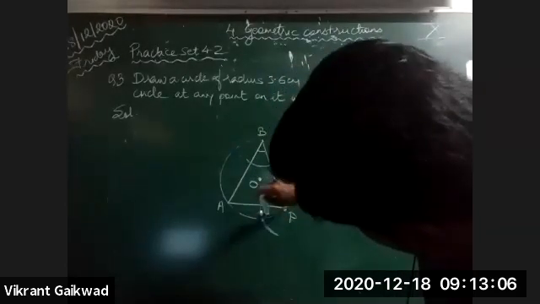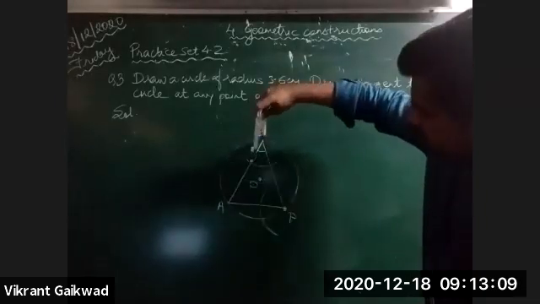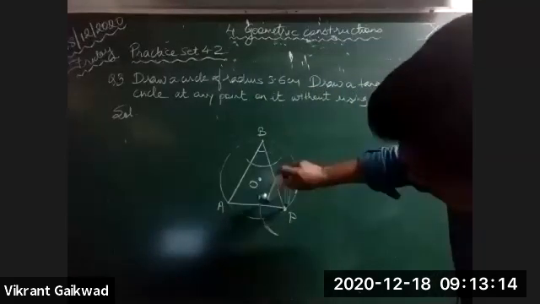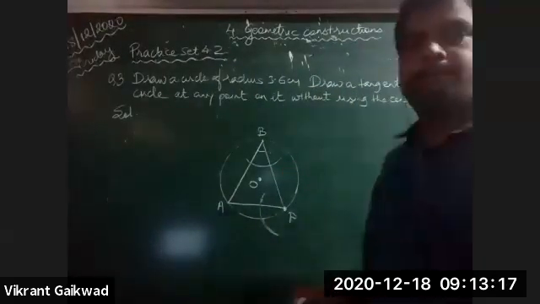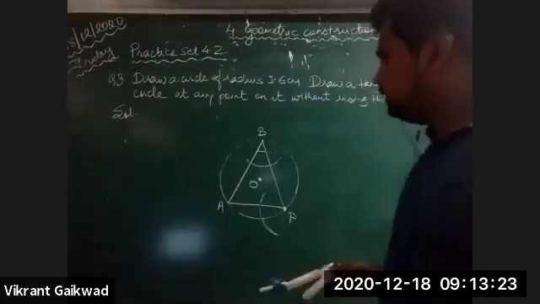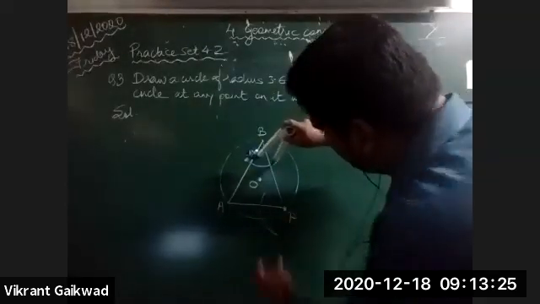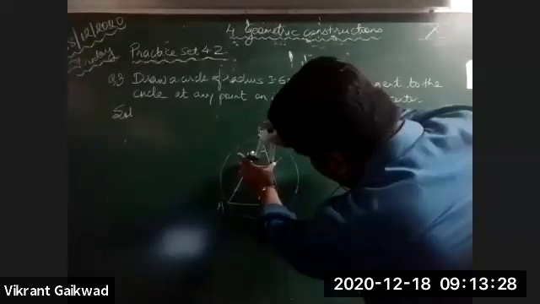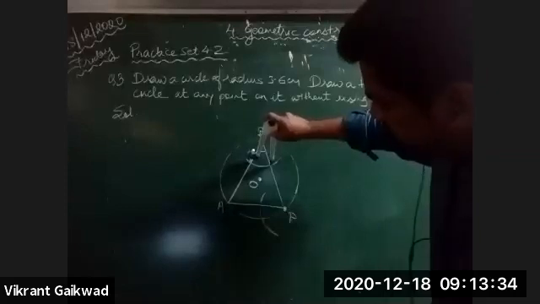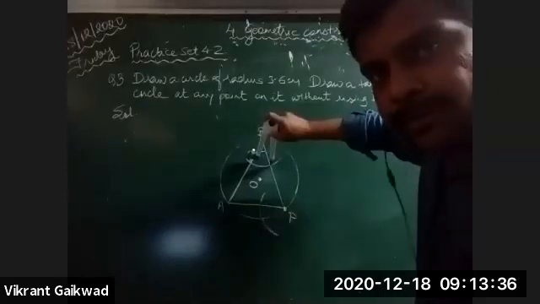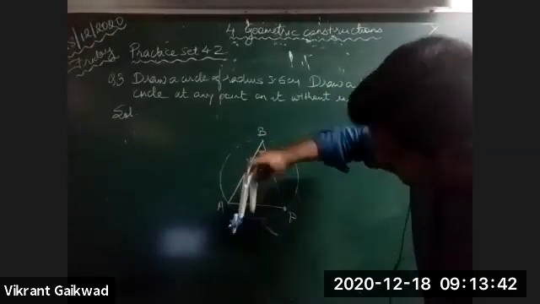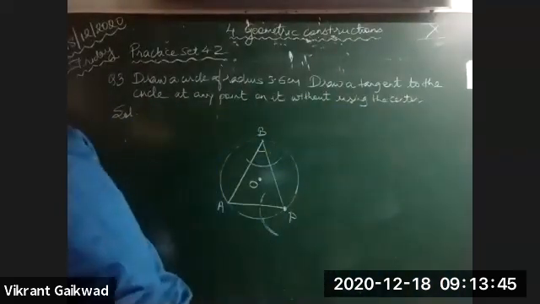Check what I've done. From B, I've cut both the arms. From P, I've drawn an arc in the downward direction. Is this clear to all? Now, what you have to do is take the distance between the arms. Check this distance between the arms. Is this clear? So that distance from this point, we'll mark that point as M.